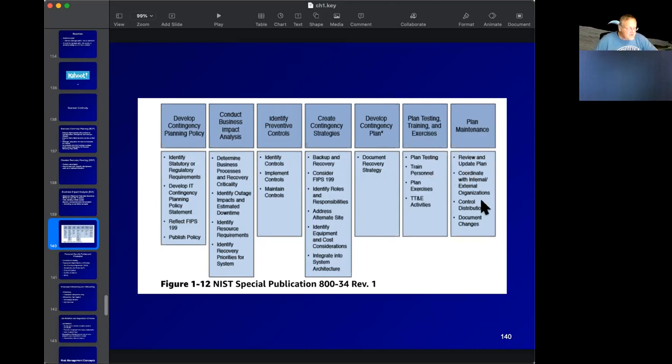And then you have to maintain your plan. You have to keep updating it and making sure it's still going to work because, of course, you keep changing everything. And so all this work is just to prepare so that when you have a disaster, your company can survive the disaster.